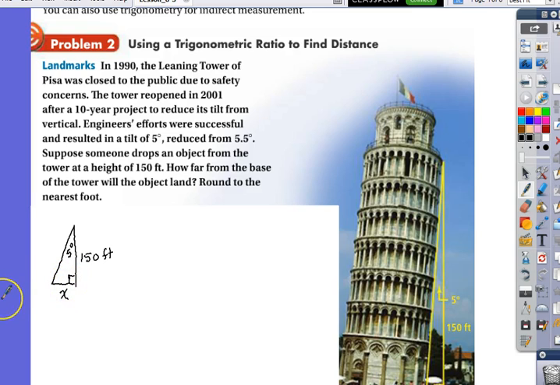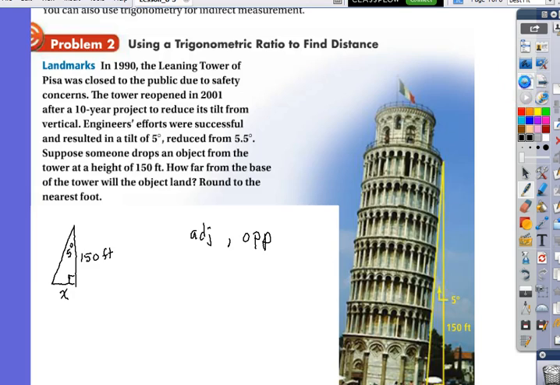Now, if this were a special right triangle, it would be easy to crank that out based on what we've learned previously, but it's not. So now is where we use trigonometry. The first thing I'm going to do is analyze the sides that I'm working with. In this right triangle, in relationship to the 5-degree angle, 150 feet is adjacent to the 5-degree angle, and x is opposite the 5-degree angle. So I am working with the adjacent, and I'm working with the opposite.